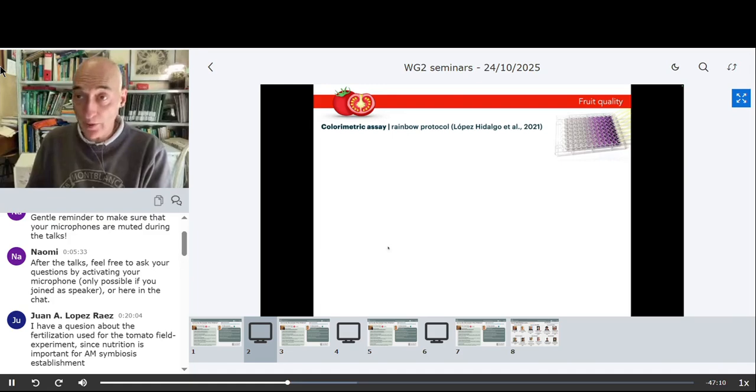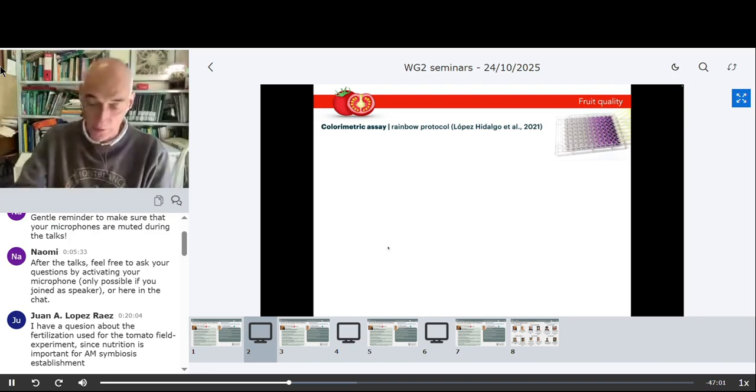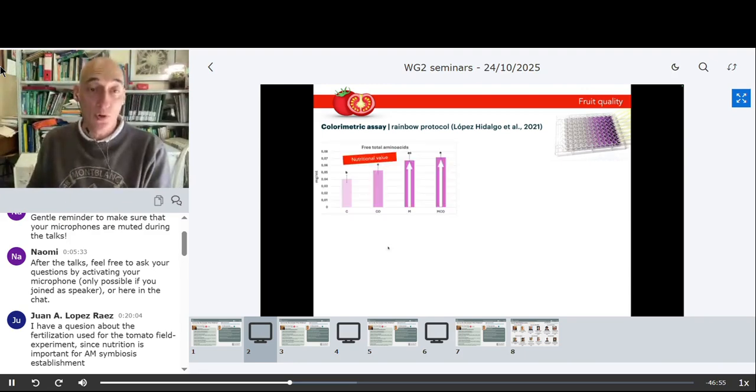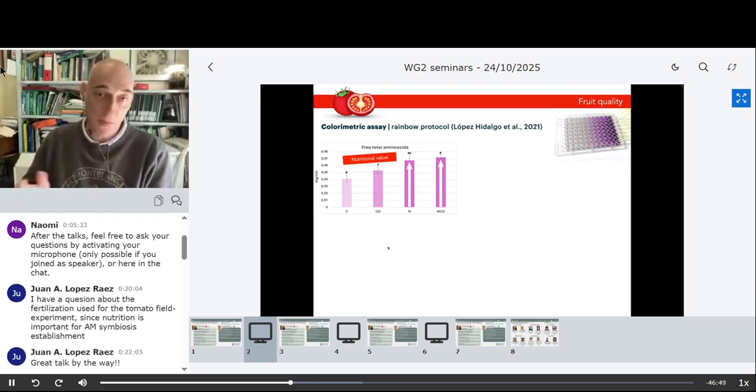Coming now to fruit quality, we wanted to check whether mycorrhization and CO treatment had an impact on the quality of the fruits, because these are tomato, what they call industrial tomato. They are produced to make tomato sauce, basically. So we used this rainbow protocol, which is a colorimetric assay, rather, I wouldn't say easy, but faster than a detailed biochemical analysis, to give you indications on some groups of metabolites. And for example, we could see that the concentration of free total amino acids is increased in both mycorrhizal and MCO plants compared to the controls, which impacts the nutritional value of tomato.